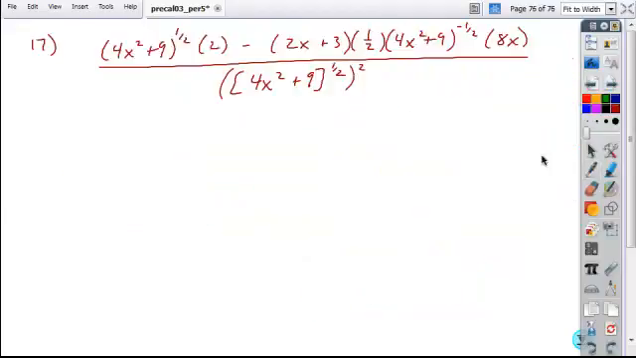Okay, so I'll show you both methods, right? So let's talk through factoring first. That would be my preference.